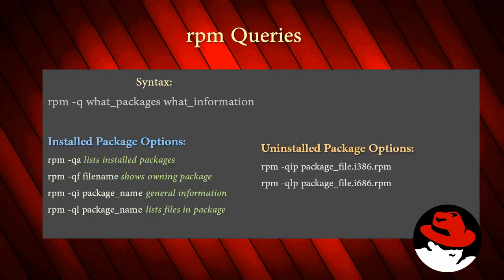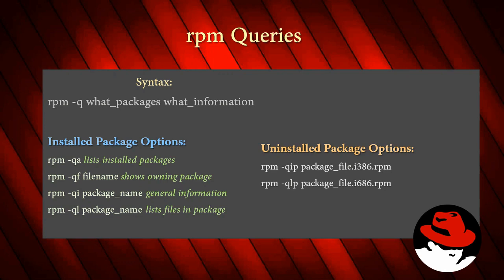Then there come RPM queries, which allow you to execute different queries on installed packages and uninstalled packages. The syntax for writing an RPM query is simple: rpm -q. The -q argument shows that it is a query. You have to write in the format of which package you have to deal with, and which information you want to retrieve. For installed packages, you have various options. rpm -qa lists installed packages, all the packages that are installed on the system.